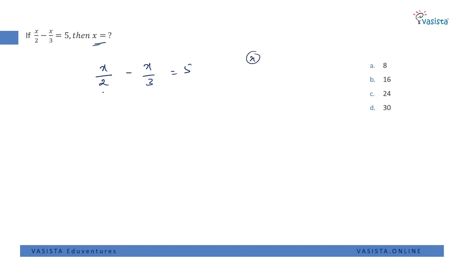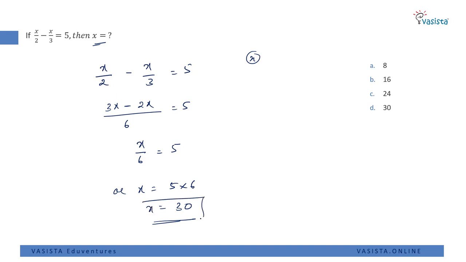Now take the LCM here. That is 2 into 3, which are co-prime numbers, so 3 2s are 6, which is the LCM. Now 6 divided by 2 is 3, so 3x, minus 6 divided by 3, that is 2x, is equal to 5. Now simplify it: 3x minus 2x is equal to x by 6 is equal to 5, or x is equal to, transfer 6 to that side, that is going to be 5 into 6, which is nothing but 30.